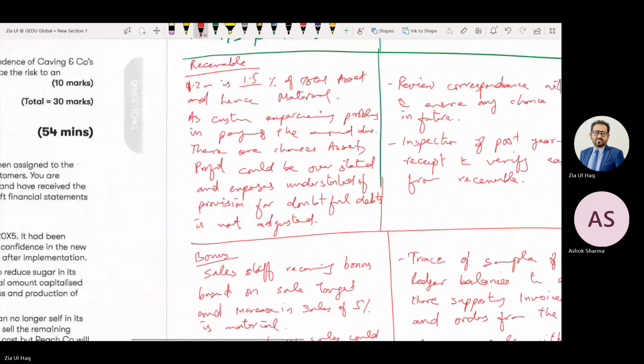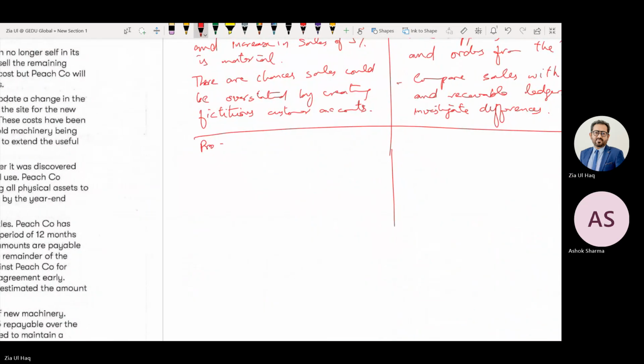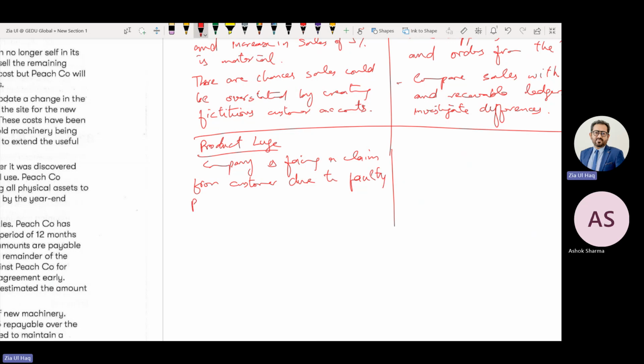So put the heading: product Luge. Company is facing a claim from a customer due to faulty product supplied. You can write the client name, but customer name is not necessary, so use the word customer.